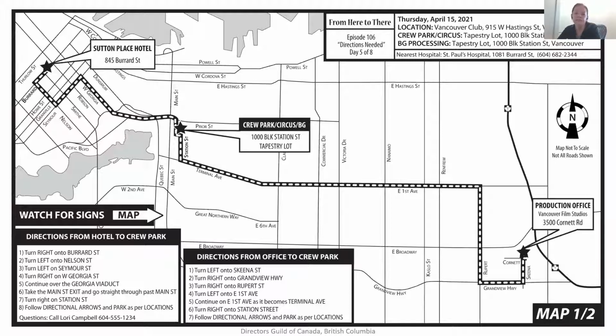As you'll usually include an insert map of the location along with the directional map, you should indicate that the directional map is one of 2 or 3 or more in case of company moves.